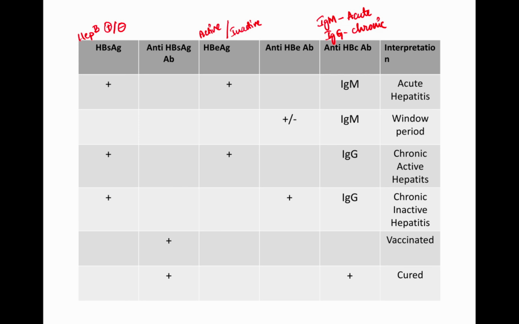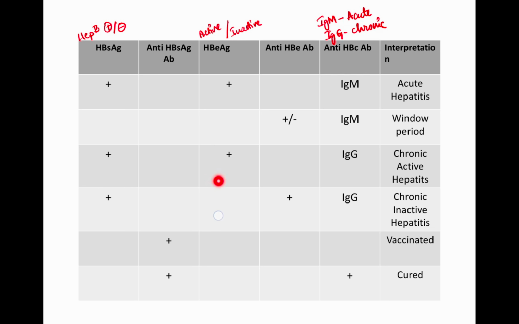And let's try the fourth one. IgG is positive, so it's chronic. And anti-HB antibody is present, which means the infectivity and replication will be decreased. So, it will be in an inactive state. And HBs antigen, the surface antigen, is present, so chronic inactive hepatitis.